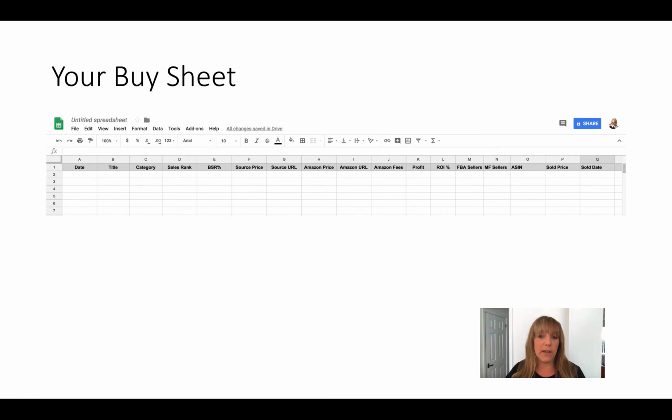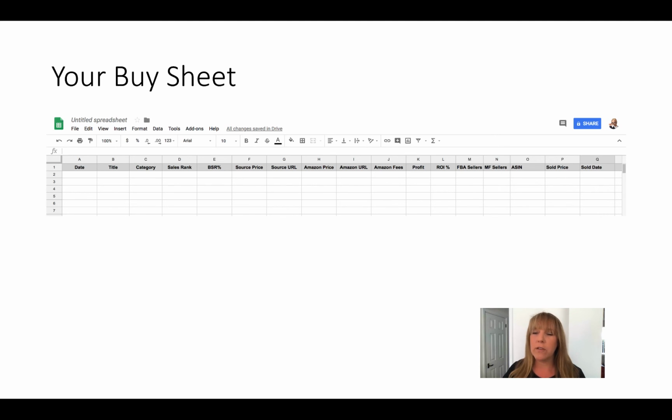You want to know what your Amazon fees are. You want to know your profit, your ROI. You probably want to know how many FBA and how many MF sellers there were when you bought the product. You'll probably want the ASIN, what you sold it for, and the date that you sold it. So that's a very, very basic buy sheet.